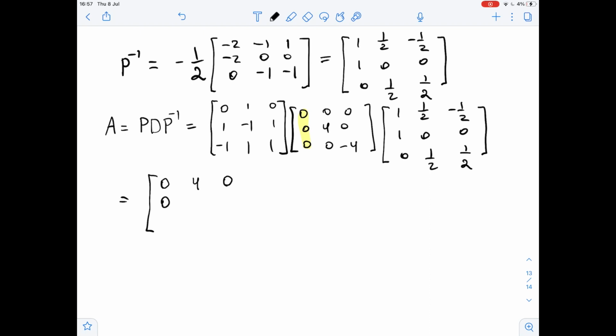Then 1 times 0 minus 1 times 4 plus 1 times 0, it's negative 4. And here 1 times 0 minus 1 times 0 plus 1 times negative 4, so it's negative 4 again. Here 0 again. Then negative 1 times 0 plus 1 times 4 plus 1 times 0, so it's 4. And negative 1 times 0 plus 1 times 0 plus 1 times negative 4, so negative 4. And this is multiplied by P inversed.